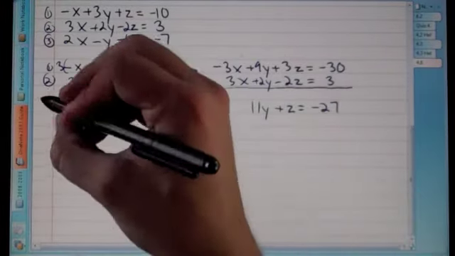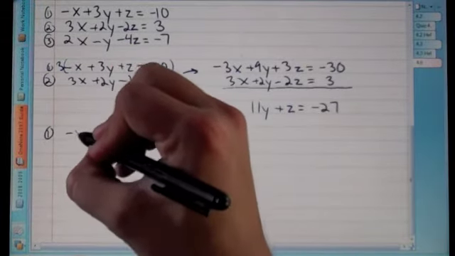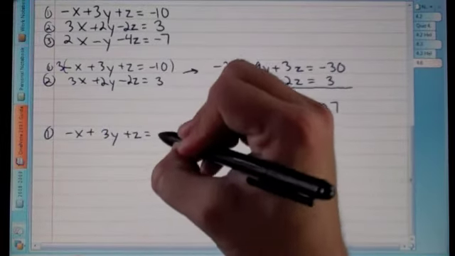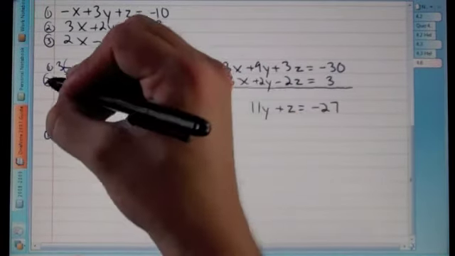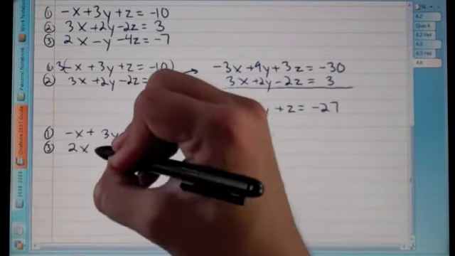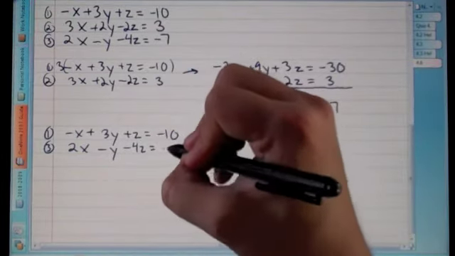So I'm going to use the first line again. Let's move it down here. Negative x plus 3y plus z is equal to negative 10. And instead of doing the second line, I'm going to do the third line with it. And you'll see why in a second. Okay, minus 4z is equal to negative 7.